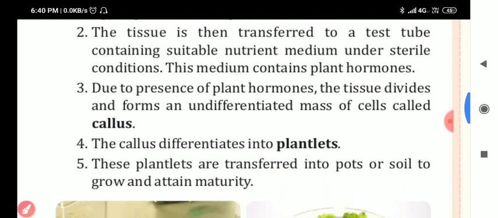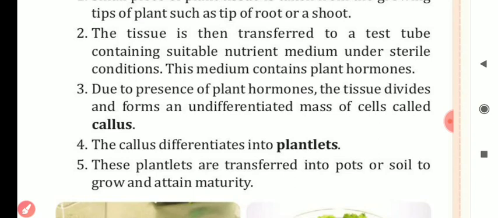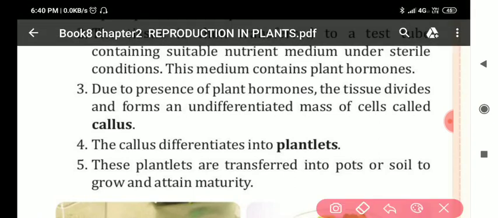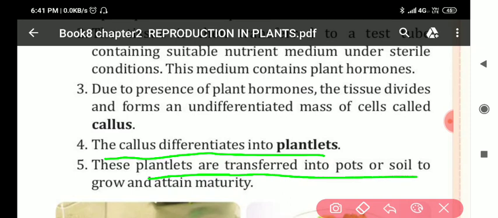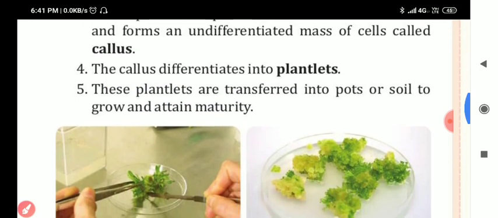Now in the next step, the callus differentiates into plantlets. It means from the callus the root emerges, and the shoot also emerges, and it forms the plantlets. These plantlets are transferred into pots or soil. These plantlets are transferred to the soil for further growth.